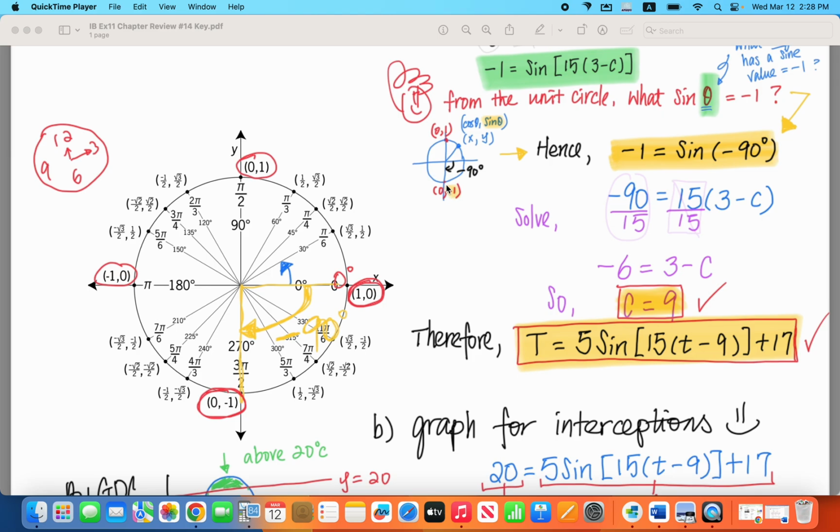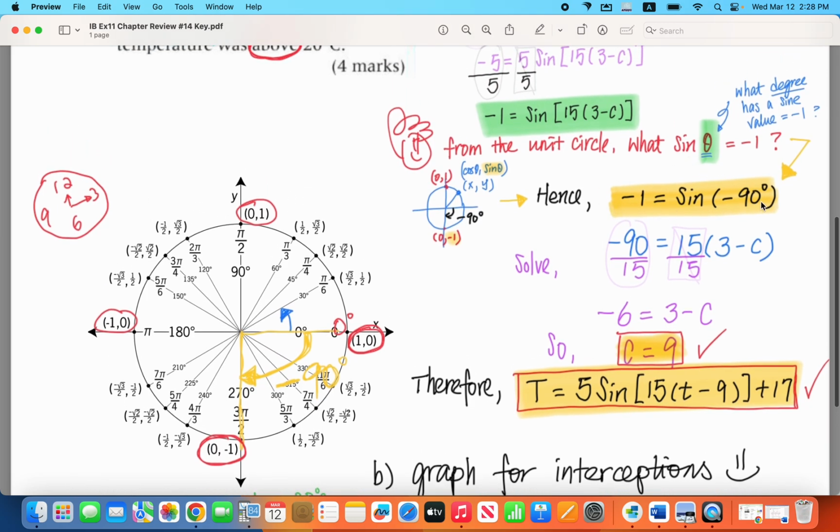This gives me an idea. If I start from 0 and go clockwise, remember that going clockwise gives a negative angle. So that would be negative 90 degrees, and sine of negative 90 degrees gives me a trig value exactly equal to negative 1. This is the awesome information about using the unit circle. Now, my goal is to figure out the C value.